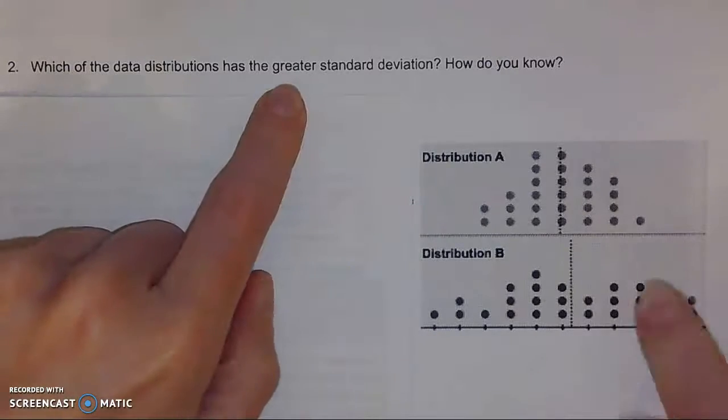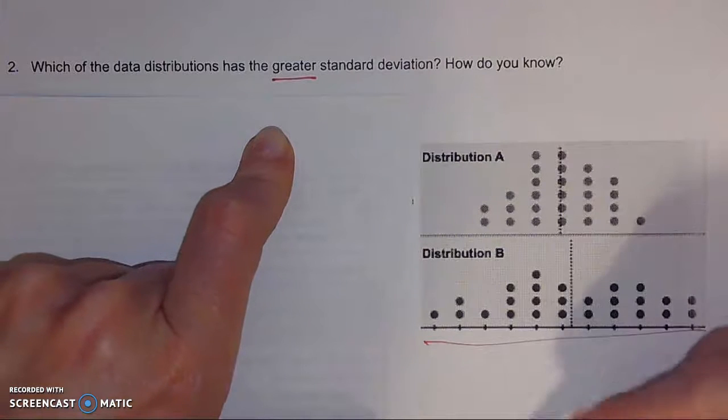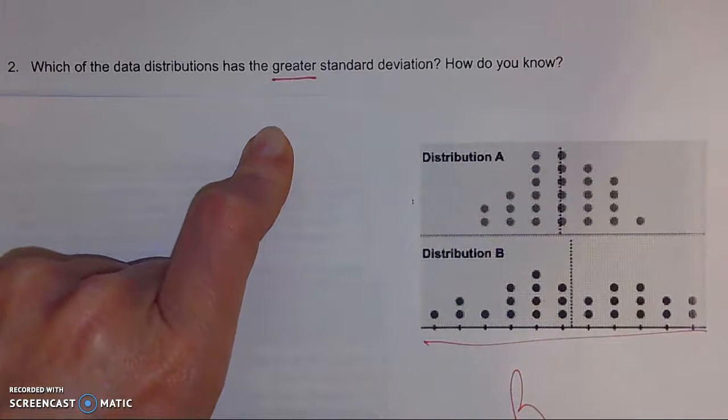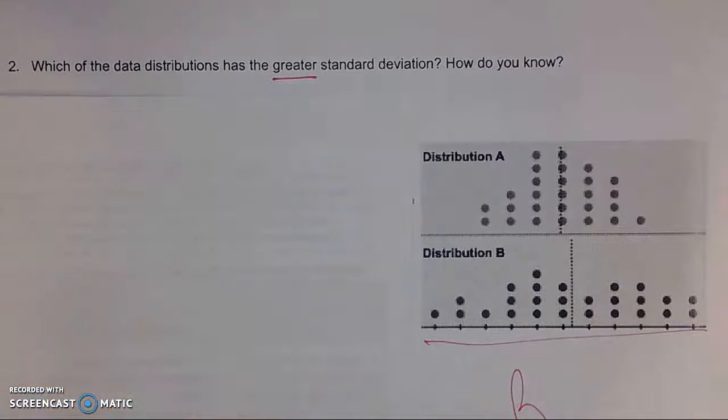So which one has the greater standard deviation? Well, that's going to be the one that is more spread out. So that will be distribution B. And then how do I know? My answer would just be the data is more spread out.